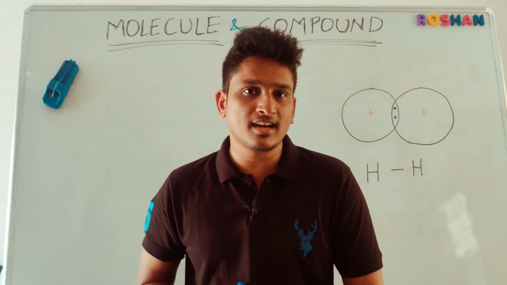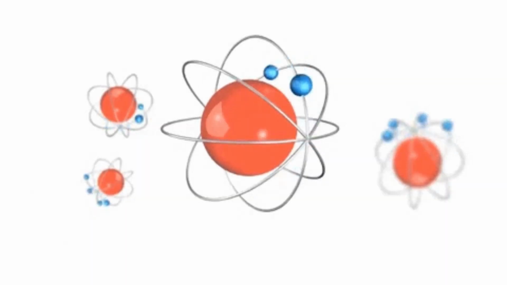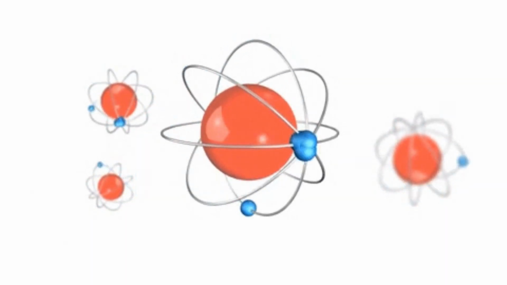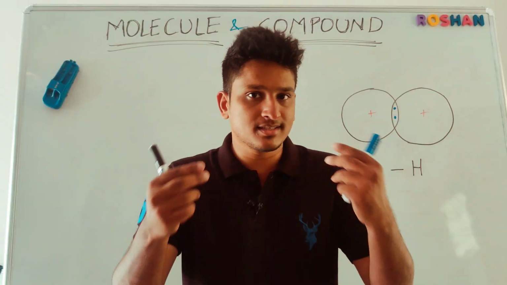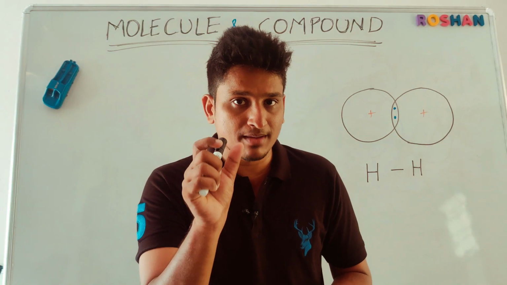What is the meaning of chemically, students? Chemically means when an atom loses electrons or gains electrons or shares electrons, it forms a chemical bond. Understood? And next time when you define a molecule, you have to say chemically.